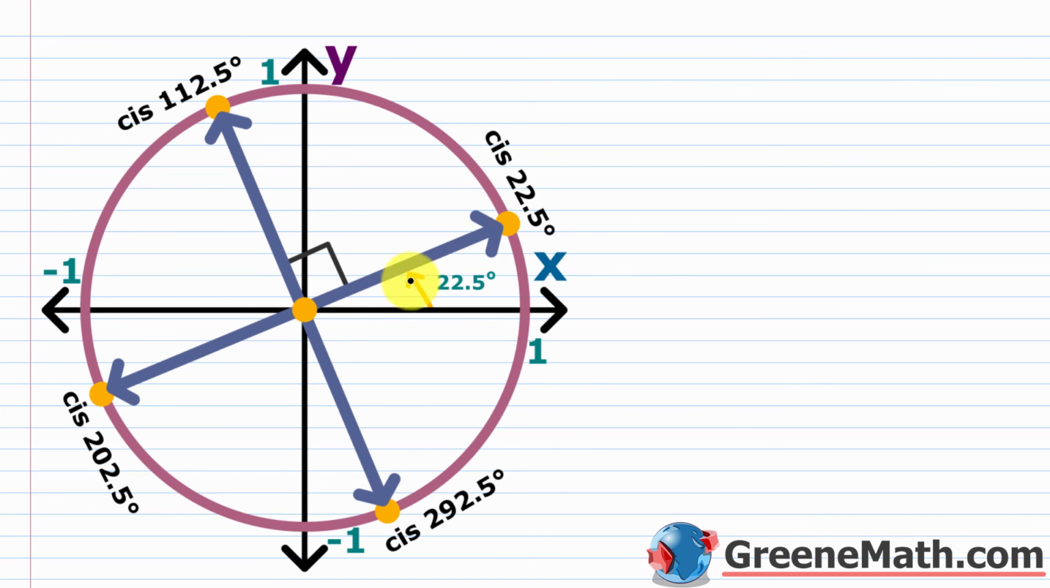So this would be the first guy we found. So the cis, which is the abbreviation, of 22.5 degrees. And then the cis of 112.5 degrees. And then the cis of 202.5 degrees. And then lastly, the cis of 292.5 degrees.